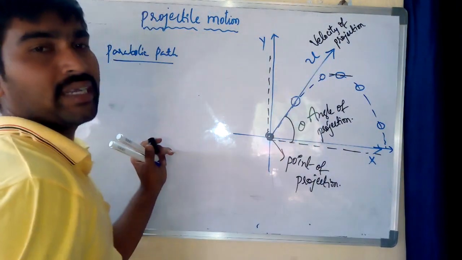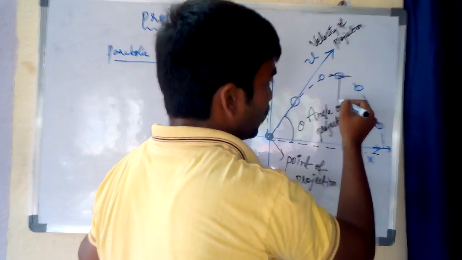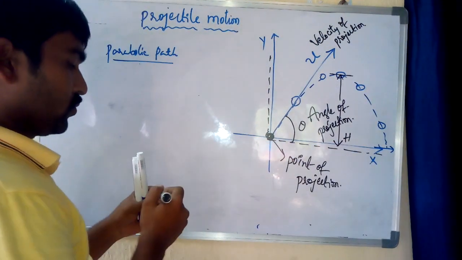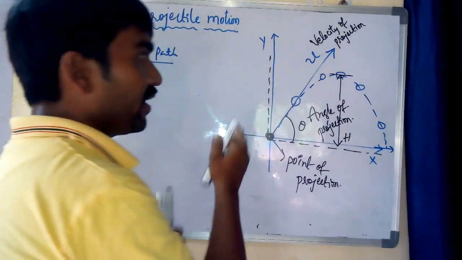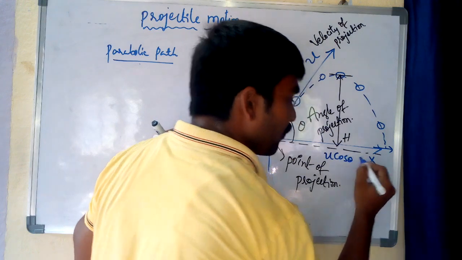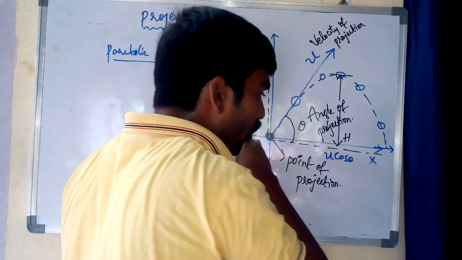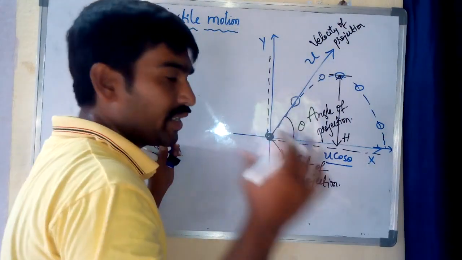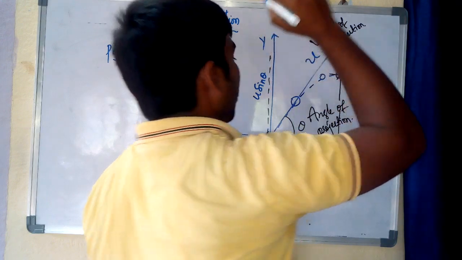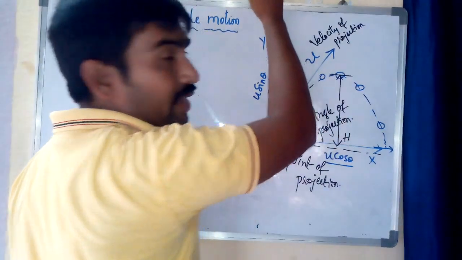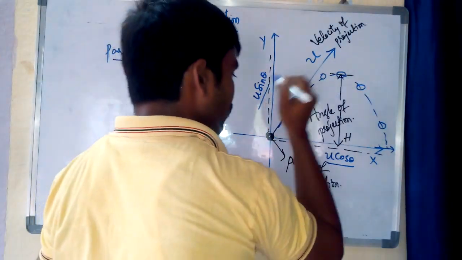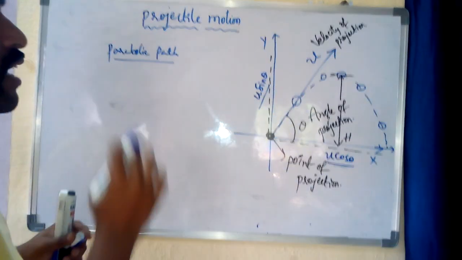And it reaches the maximum value. This is the maximum height, which is known as the maximum height. It is h. So along the x direction, it has some velocity that is considered as u cos theta. Remember, listen: along the x direction, that is u cos theta. Along the y direction, that velocity is known as u sin theta. Remember these velocities. It is very important in projectile motion.